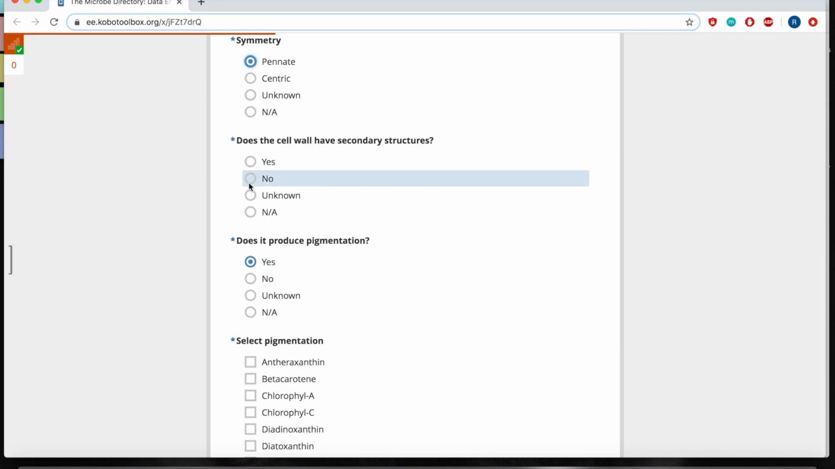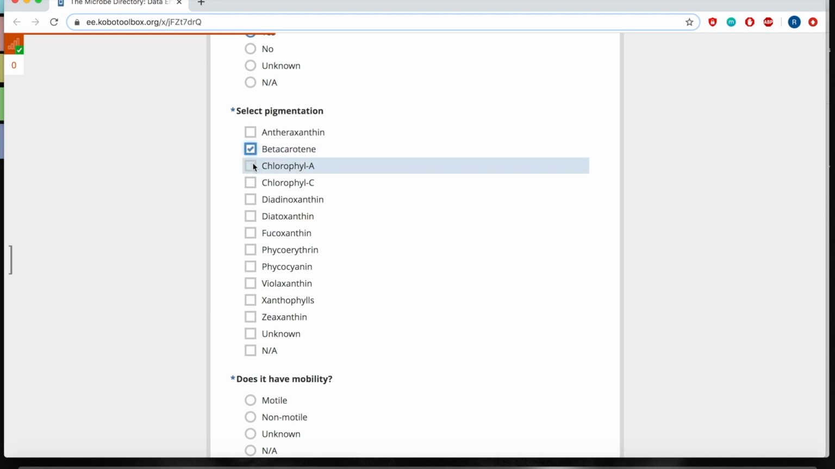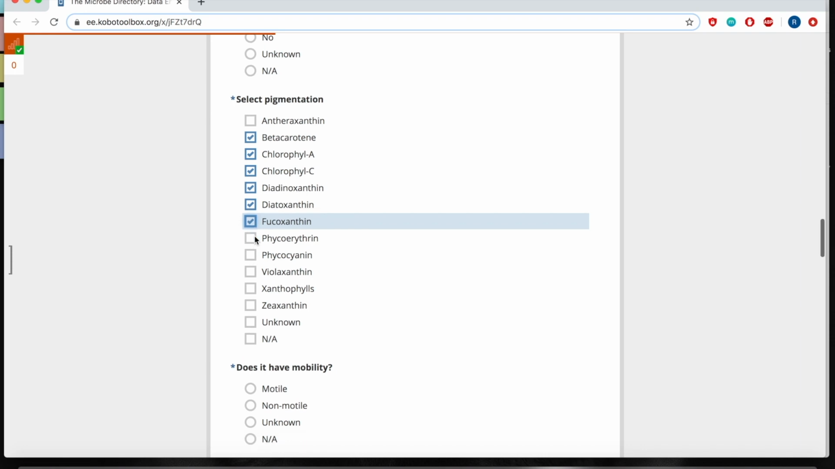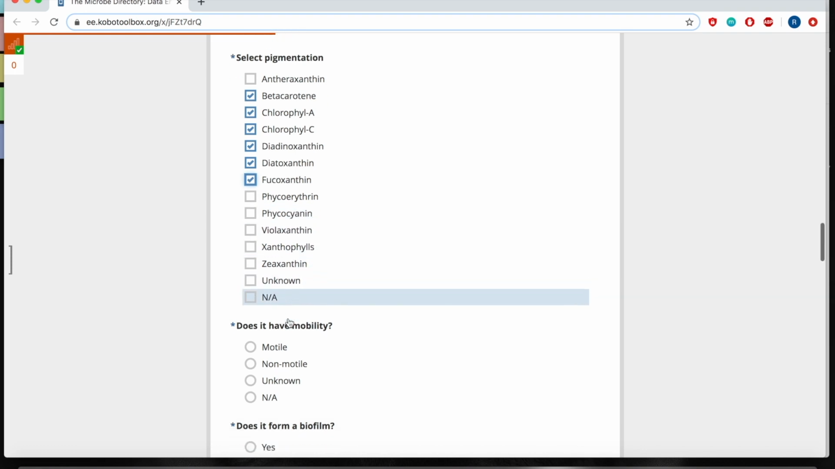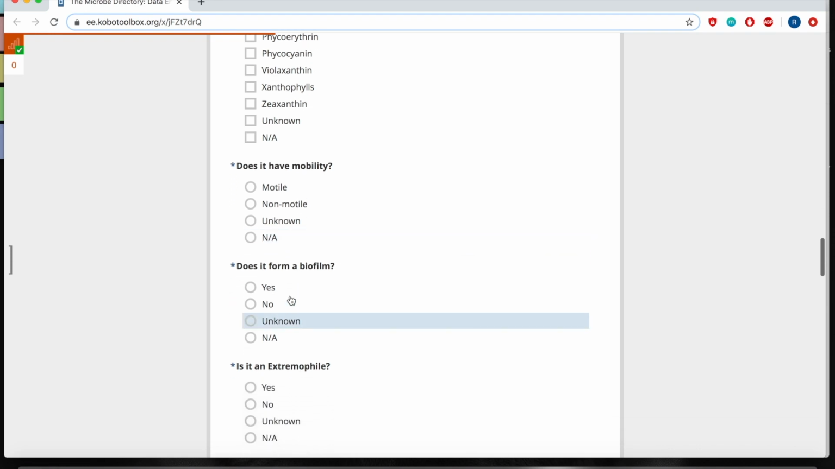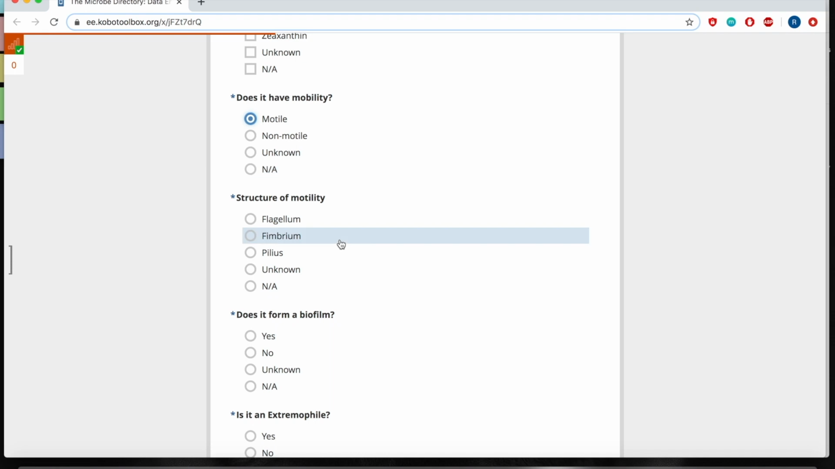It does produce pigmentation. I'm going to annotate the reliable, ever-present pigments. I did not find any sources specifically stating the others. Mobility I have as motile. I did not find a mobility structure.